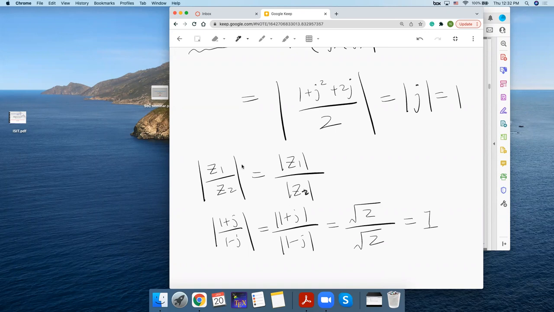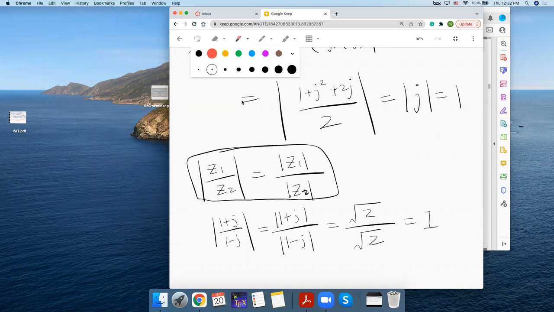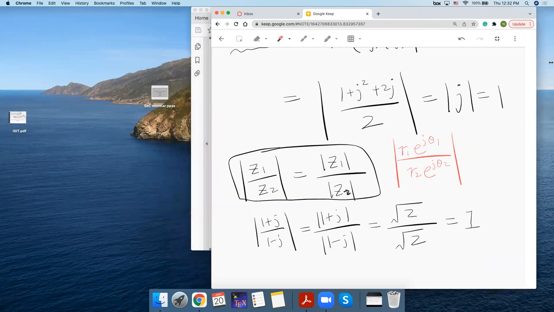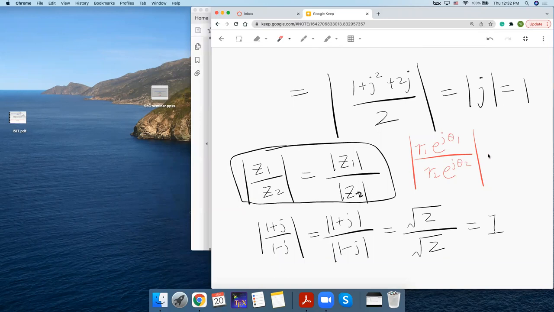So the question is, how can we prove this equation? This is obvious if you use the polar form to represent these complex numbers. Let's say z1 is R1 e to the power of j theta 1 divided by R2 e to the power of j theta 2. These are the standard polar forms. And then by simplification, this is basically R1 divided by R2 times e to the power of j (theta 1 minus theta 2).